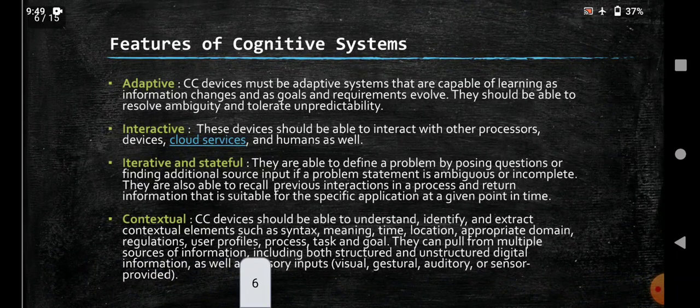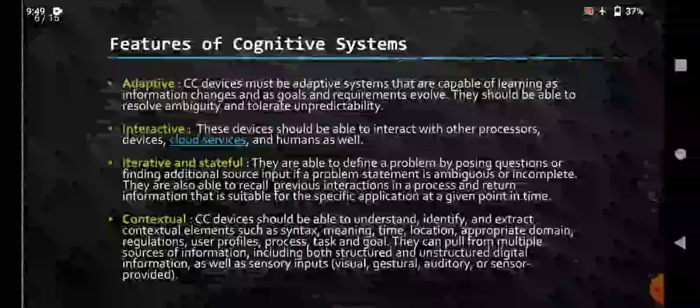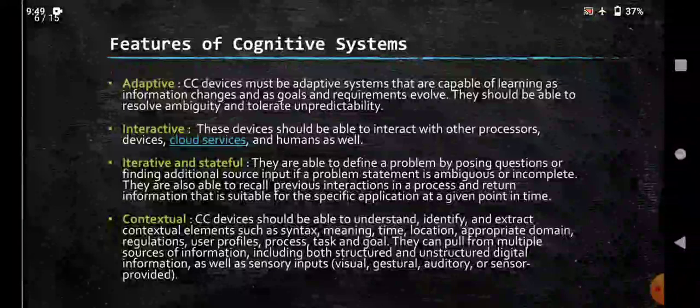Okay. Cognitive computing has so many features. Some of them are here. First of all, it should be adaptive. That means a cognitive system must be flexible enough to understand the changes in the information. So this system must be able to digest dynamic data in real time and make adjustments as the data and environment change.